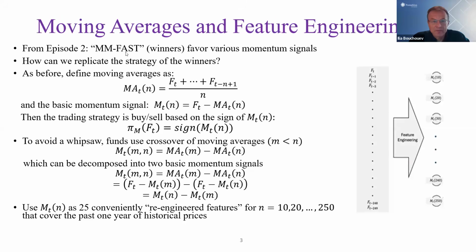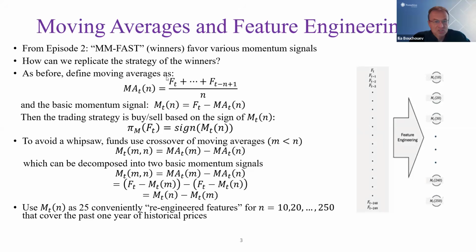So recall from the previous episode, the winners are fast money, and some of them favor momentum trading signals. So the question again, can we replicate the strategy of the winners? Can we replicate what's inside their brain? So there are many ways, as I explained previously, to define the momentum. We're going to use a very simple one. We're going to use a moving average momentum.